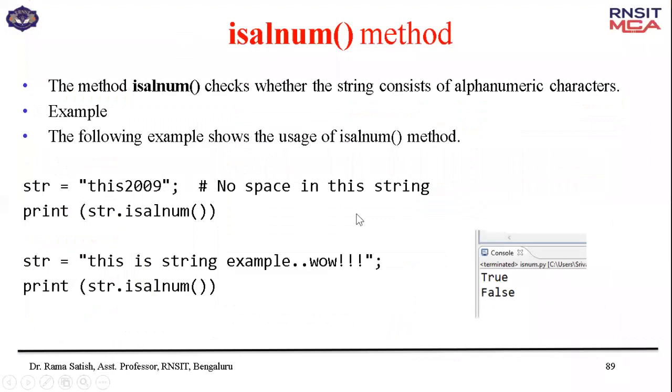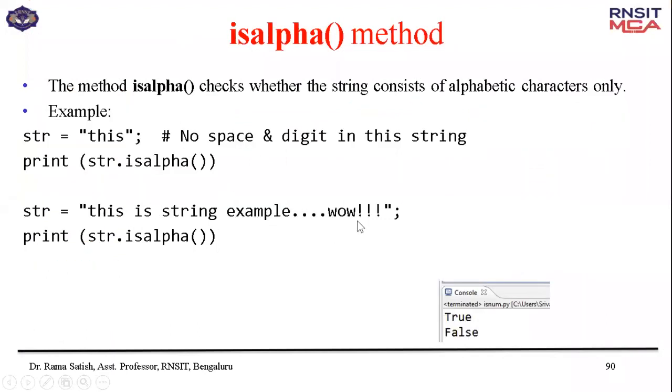Next, we have isalpha. That means whether you have only alphabets, no space and no digits. It checks whether the string consists of alphabetic characters only. If you say this, yes. And for the second string, you are giving a space, a dot, an exclamation, so definitely it will say it is not correct. It's false.